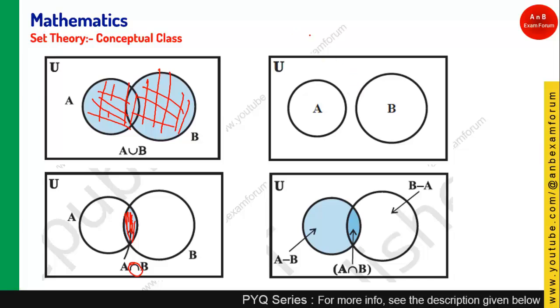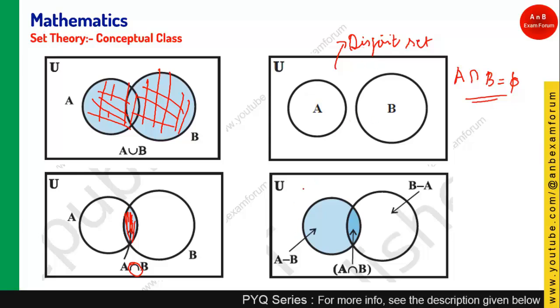Those who have seen our previous video can tell that these are called disjoint sets. Disjoint sets means there is nothing common between them. So these are called disjoint sets, where A intersection B is equal to a null set. There are no common elements between these two. This is denoted by disjoint set.